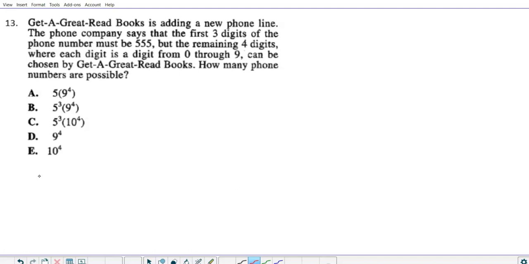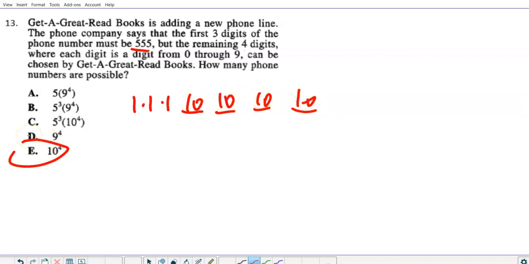Love this. We just had some probability stuff. First 3 digits are 555. That's like 1, 1, 1, right? We're not making a choice on those digits. But the next digits are going to be 10, 10, 10, and 10. So 10 to the 4th would be the answer here.